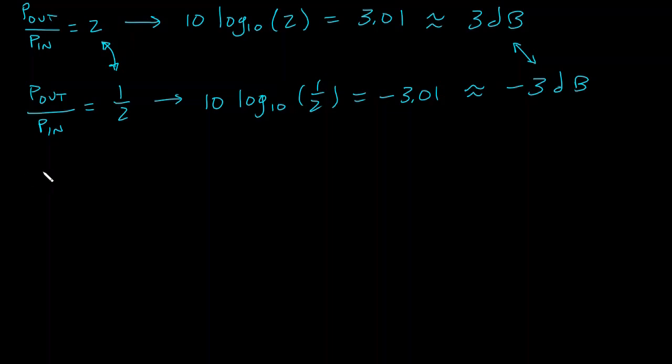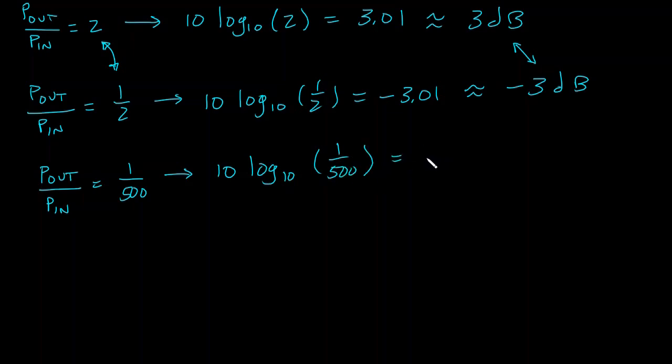Okay, so now let's jump right to 1 over 500. So if P out over P in equals 1 over 500, then 10 times the log base 10 of 1 over 500 equals negative 26.99, or approximately negative 27 dB. Okay, so what we had before for the gain of 500, we had plus 27 dB. So that's an important thing to note.